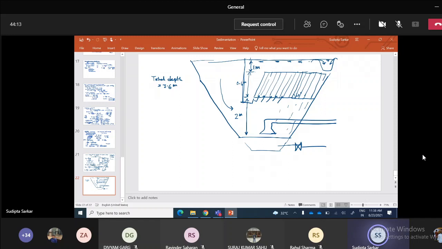You have done type 2 sedimentation probably in your BTech days. I am not going into the details of it, because the whole objective of this course is not to repeat, but to brush up our previous experience, previous knowledge, and go for the new knowledge. Okay, so I would like to stop here for this part.